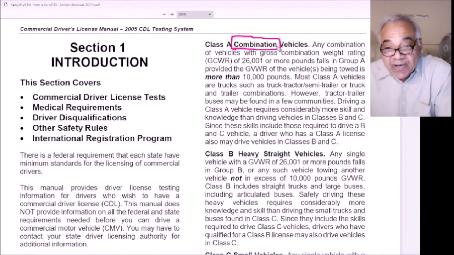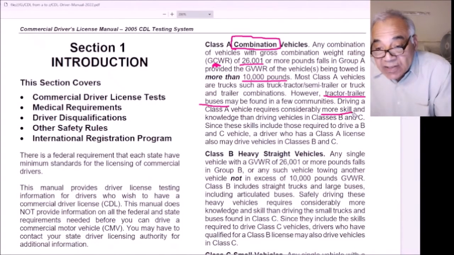Class A, combination vehicle. Most truck drivers that drive combinations, which means the semi and the trailer, have to have Class A. The gross combination weight is over 26,000, provided that the trailer is over 10,000. If you have a Class A license, considerable skill and knowledge, you can drive Class B and C.